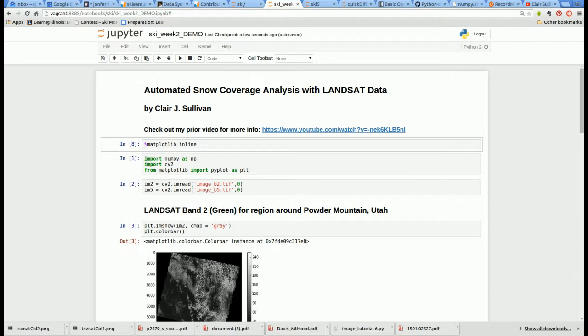Next week we'll talk about machine learning and how we're going to apply this to a much larger data set than a single image.